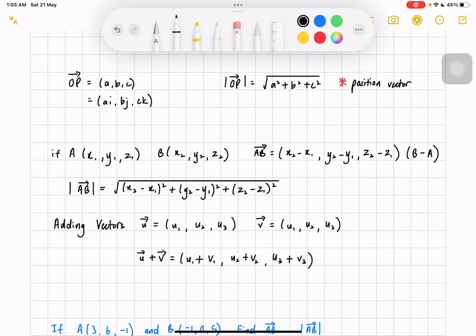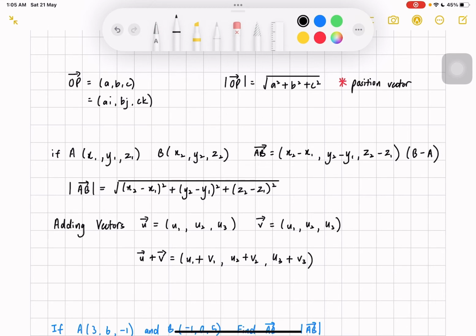Now, what if the vector is not a position vector? So assume that point A is a point in R3 and point B is another point in R3. To find vector AB, we must subtract the coordinates of point A from the coordinates of point B. Now, if you can remember, the order is very important. We must subtract the first point from the second point. And after we subtract, only then can we plug it into the formula to find the magnitude of the vector.